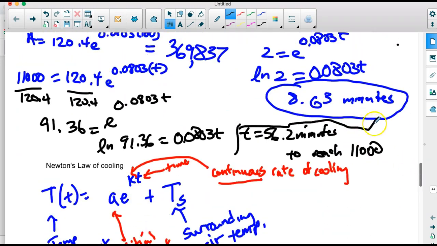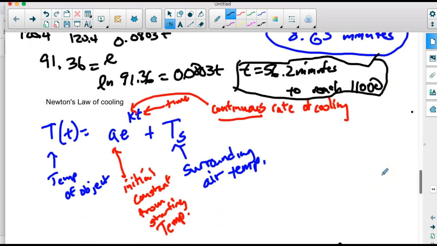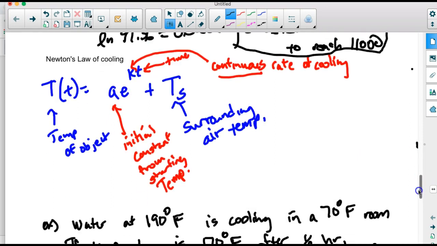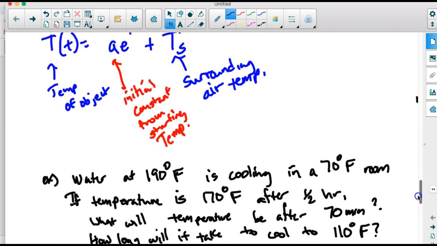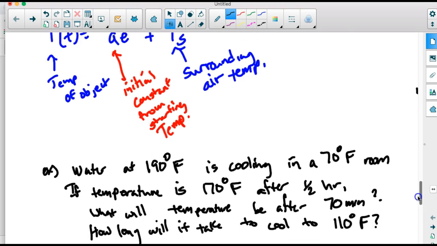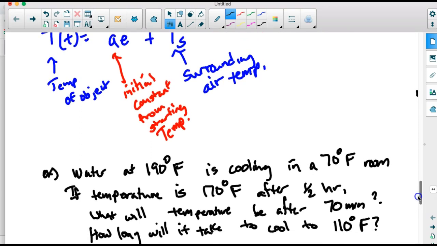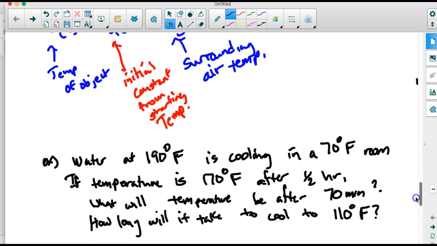Okay, now moving on to another example that uses an equation called Newton's law of cooling, where we have two different temperatures. We have a temperature of an object and a temperature of the air around it. We still use this same equation we've been using, but we have to subtract the temperatures before we use that process. So I have an example of this. We have water sitting out. We've heated the water up to 190 degrees Fahrenheit, and we took it off the heat, and it's now sitting in a room that's 70 degrees.